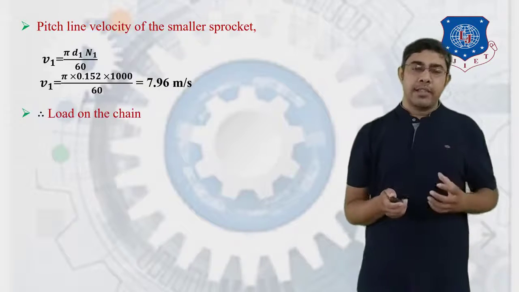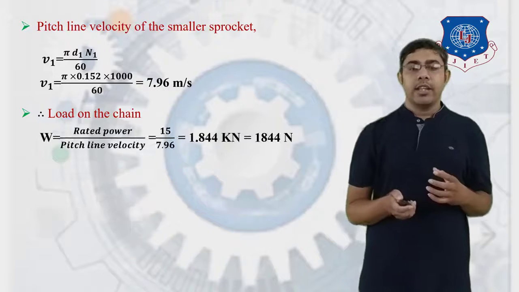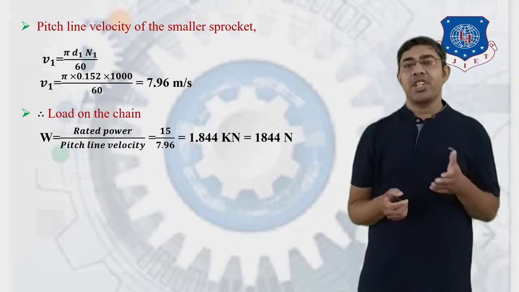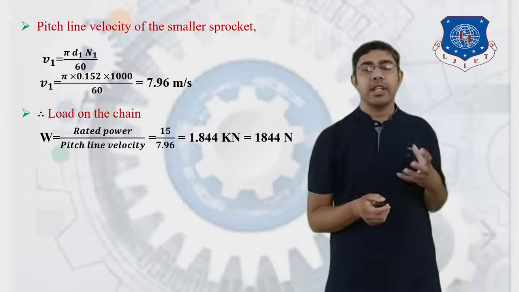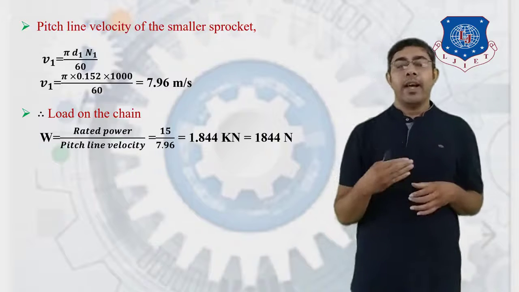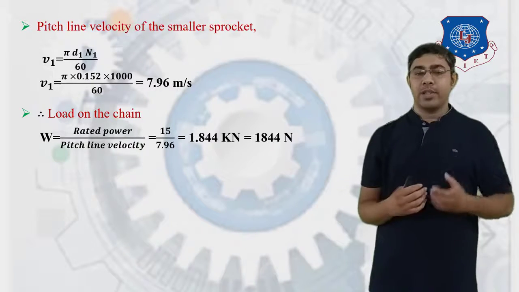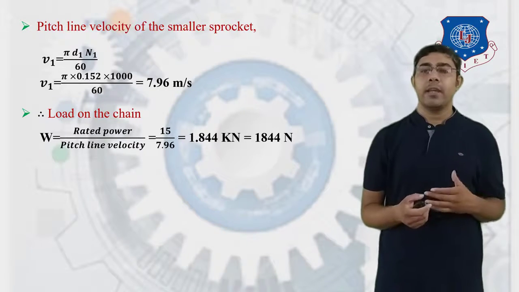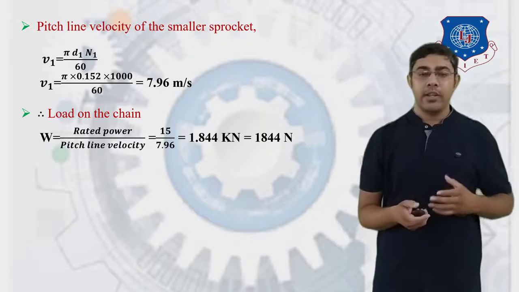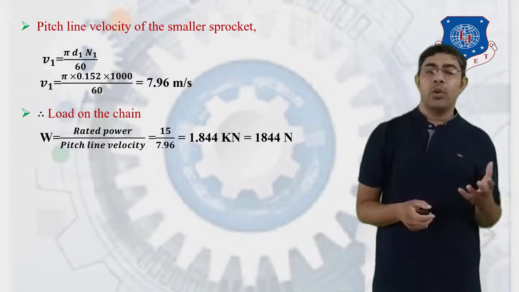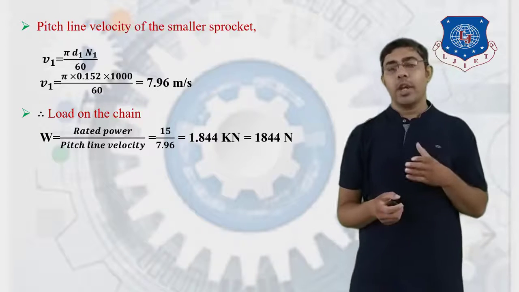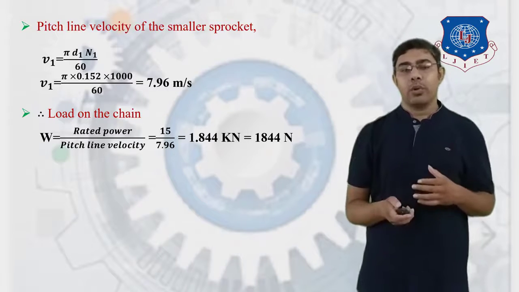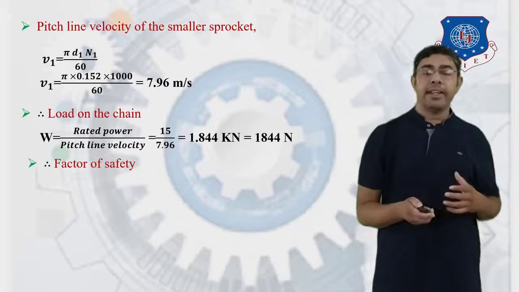Now the load on chain. The load on chain W is equal to rated power divided by pitch line velocity. As we know, the load on chain W is equal to rated power by pitch line velocity. So the pitch line velocity we calculated here is 7.96, and the rated power given in our problem is 15 kilowatt. So we get the load on chain W equal to 1.844 kilonewton, or 1844 newton.